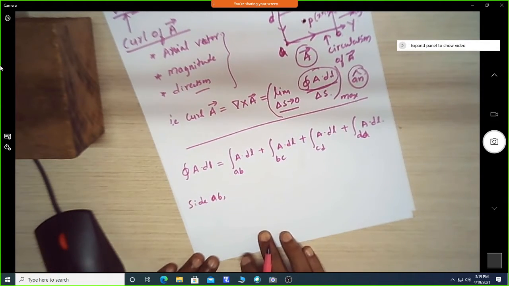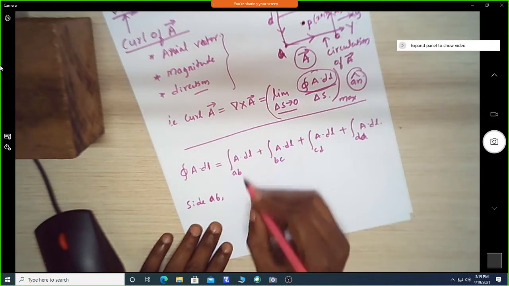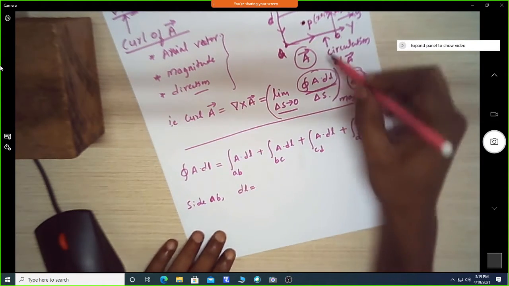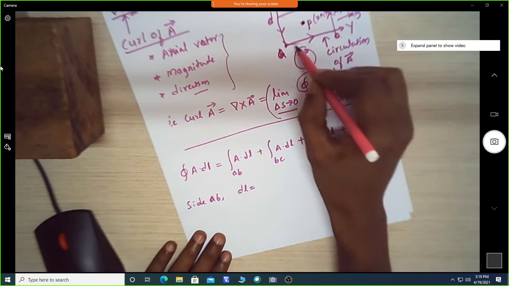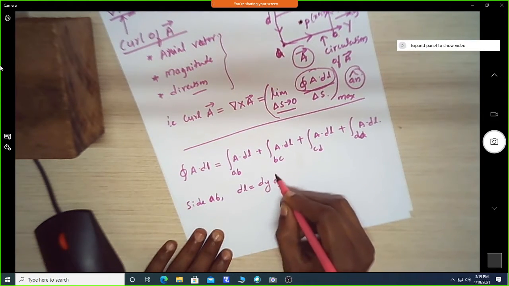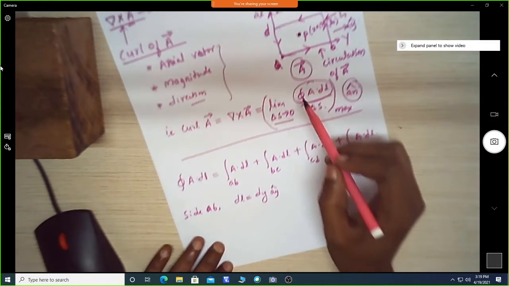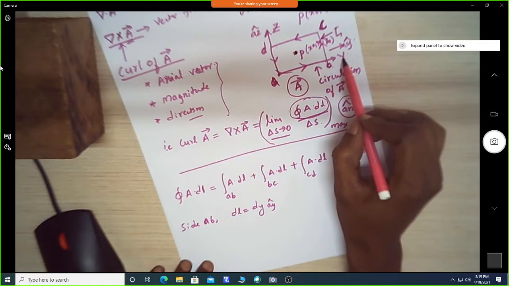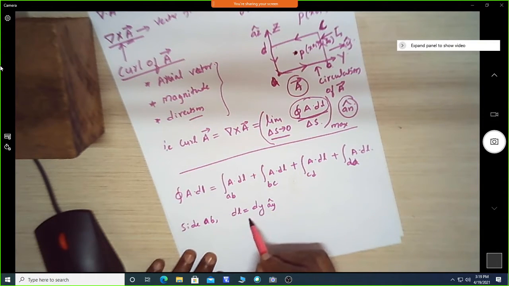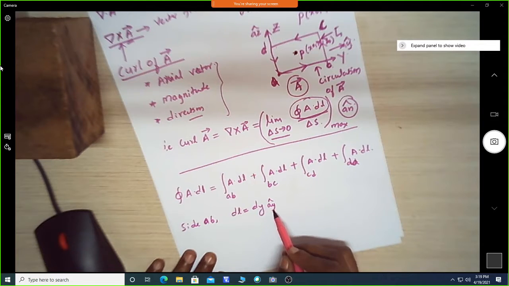For side AB, what is the dl? The differential line element is nothing but the y variation, is it not? It is nothing but dy into a_y. Is it understood? It is in the y direction. The differential length we are considering for side AB is nothing but dy into a_y.